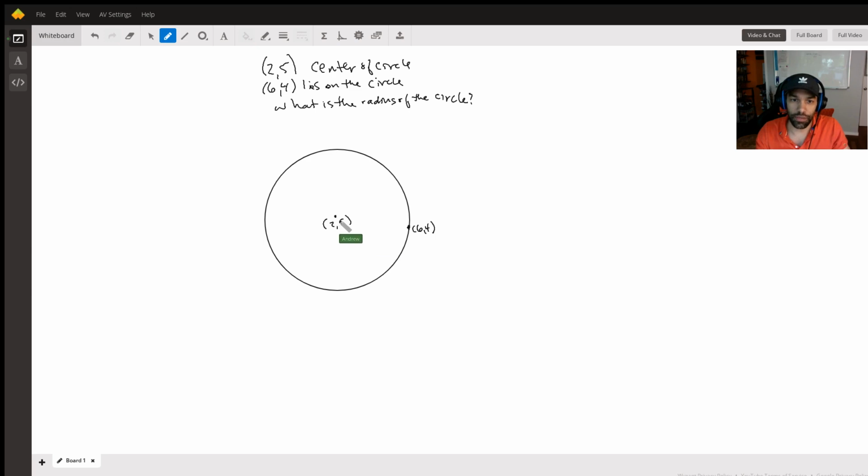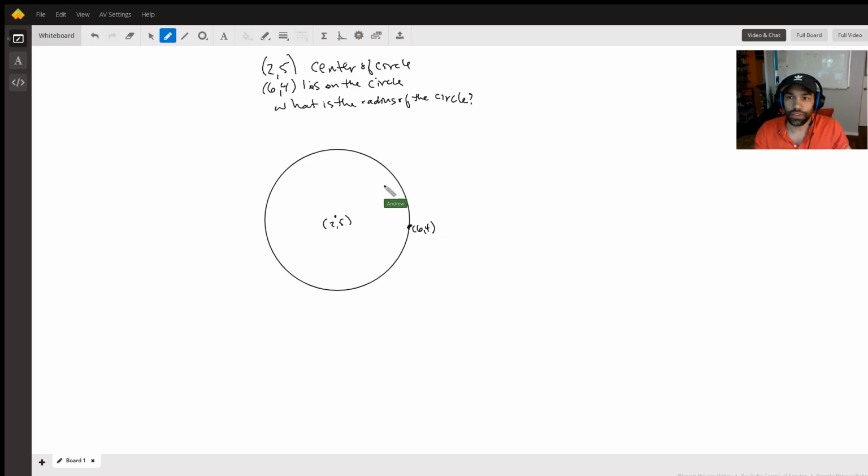This makes sense because this is 2, 5. If we're at 2 and we want to go to 6, we would go this direction. And since we're at 5 and we would go to 4, 4 is less, so we go down. So it makes sense that it's somewhere down here. We're told it's on the circle, so we can just put it somewhere around there. It doesn't matter if it's exact.